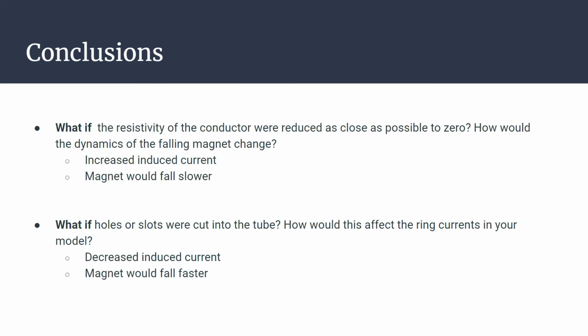Finally, if the resistivity of the conductor were reduced, the induced current would be much larger than the gravitational force, and the magnet would fall through very slowly, if at all. And if holes were cut into the tube, they would reduce the number of complete rings making up the tube, which would weaken the induced current and magnetic field. The magnet would thus fall much faster.